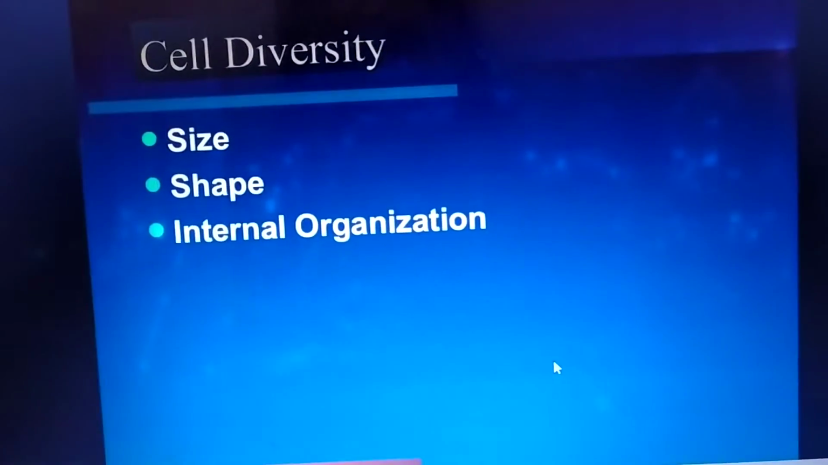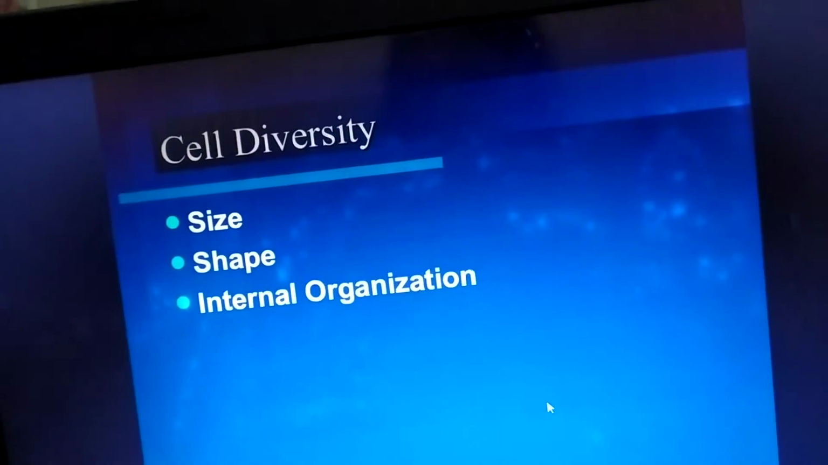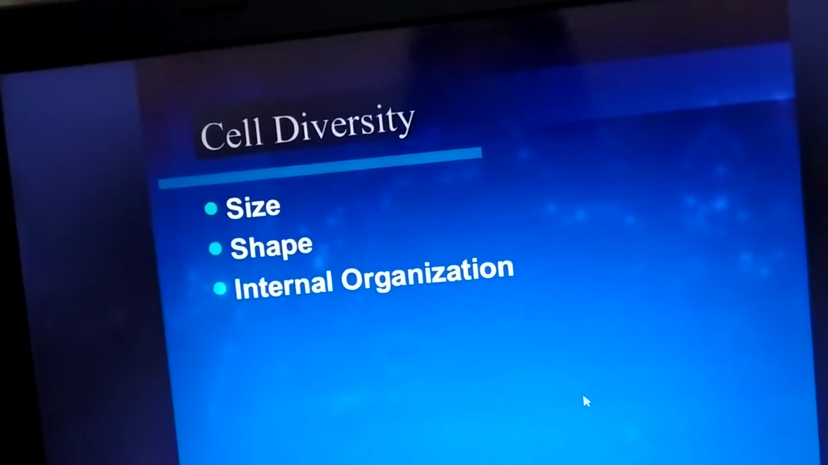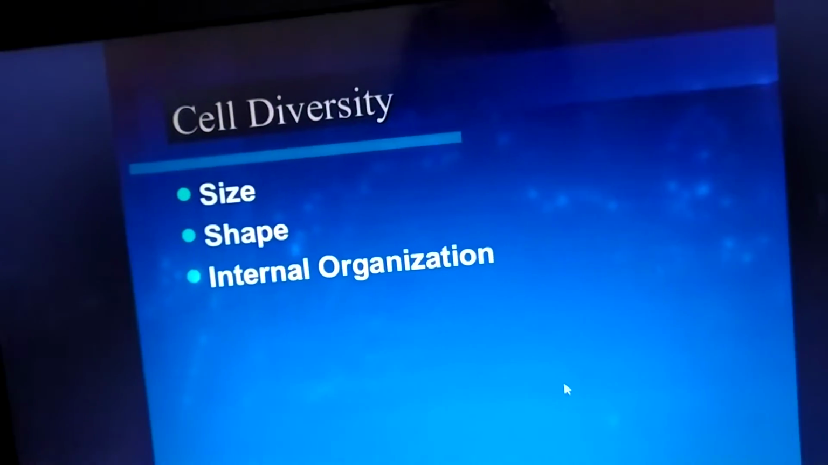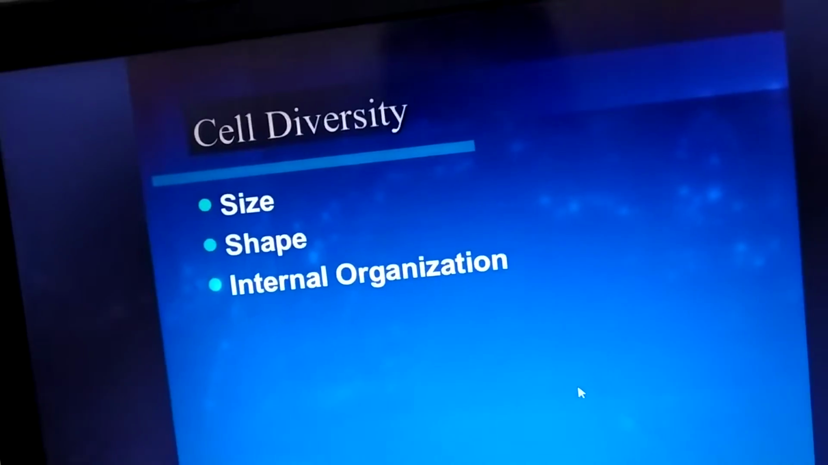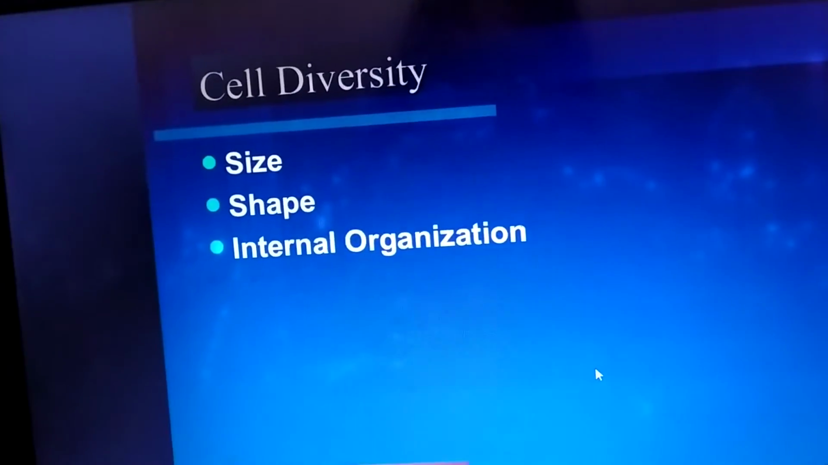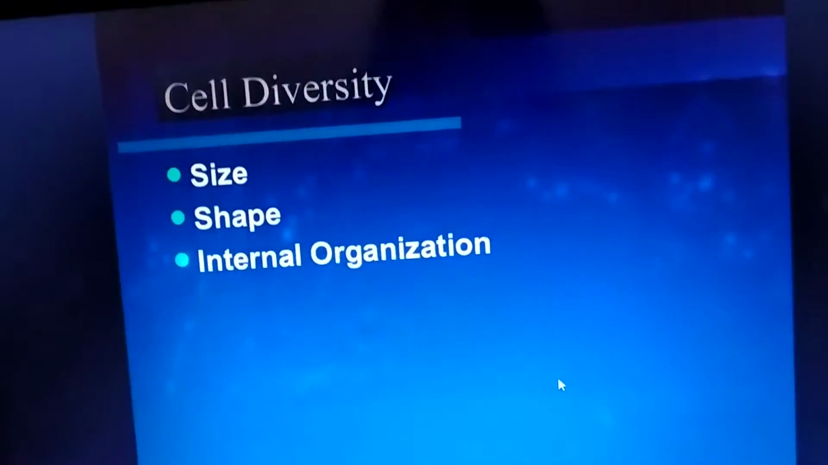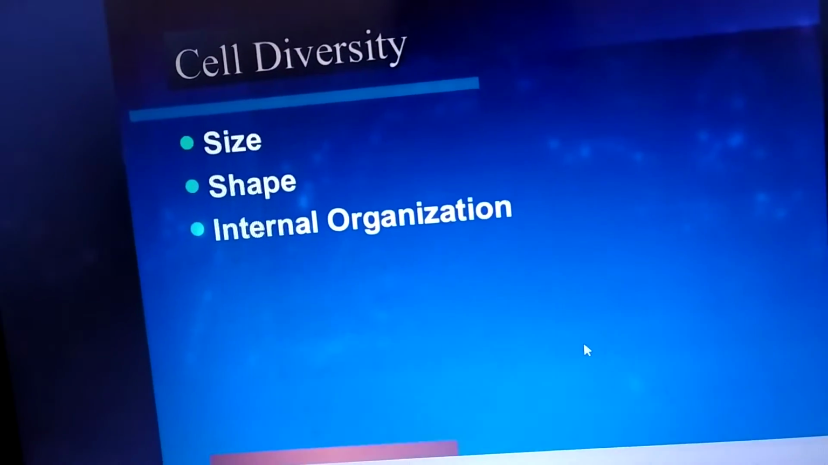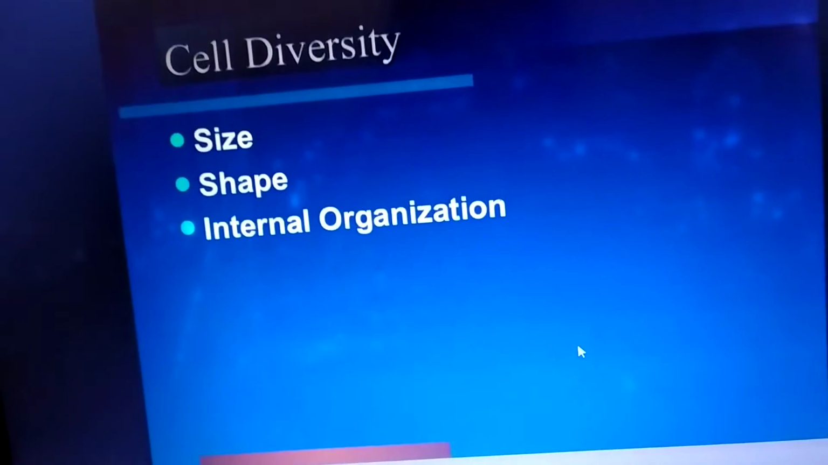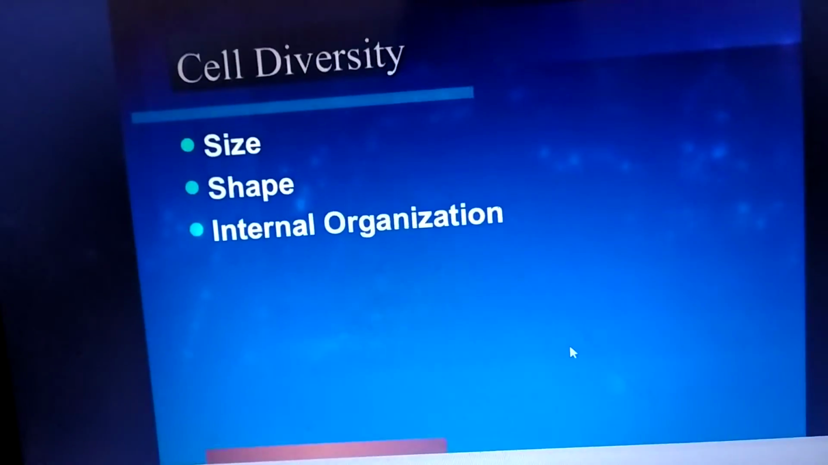Cell diversity exists on the basis of size, shape, and internal organization. Cell diversity happens according to size: some cells are smaller, some are larger. On the basis of shape, like oval shape, rectangular shape, and circular shape. Then internal organization.